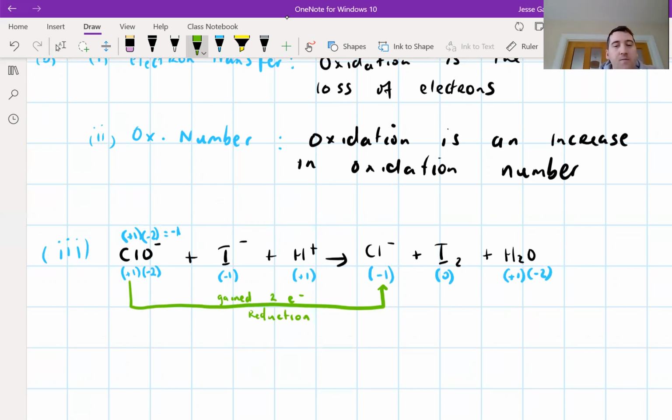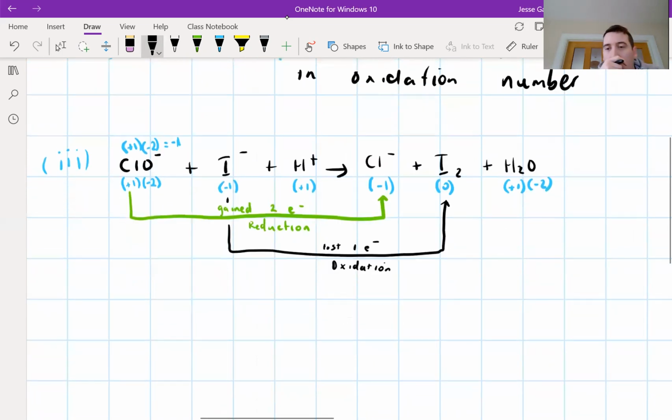Okay, that's reduction. And what else is happening here? So in black, iodine is going from -1 to 0. That means it has lost 1 electron. That is oxidation.